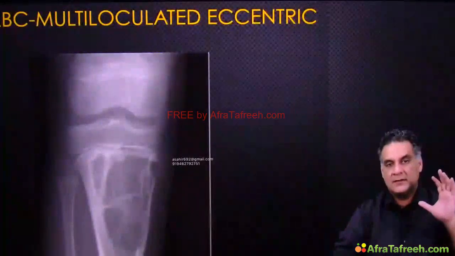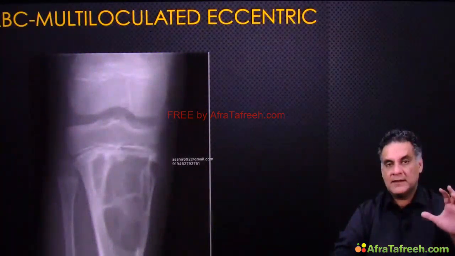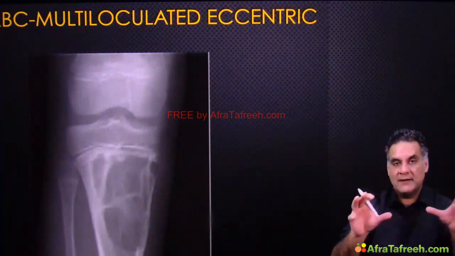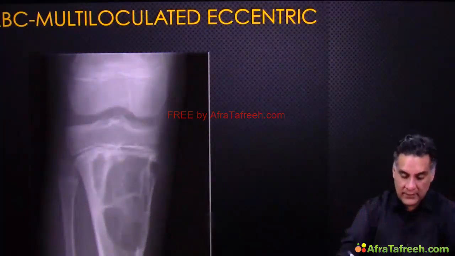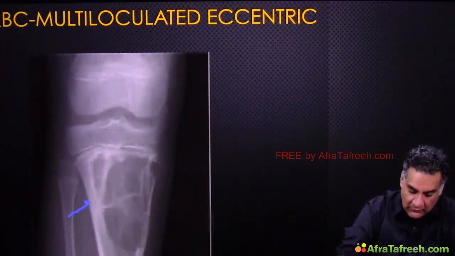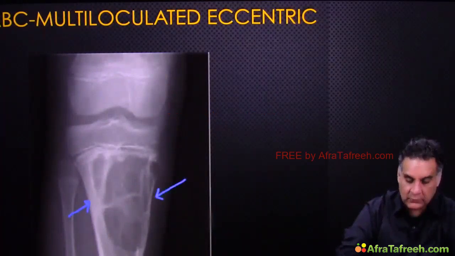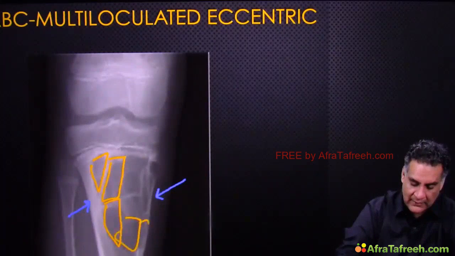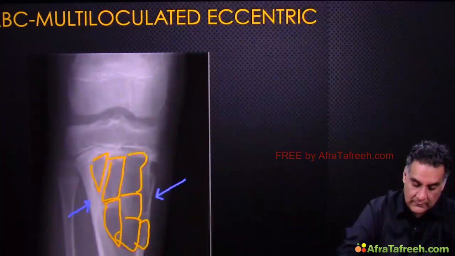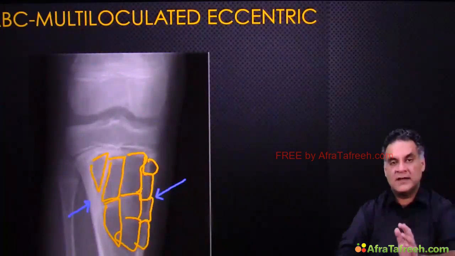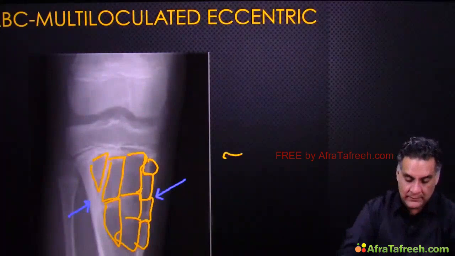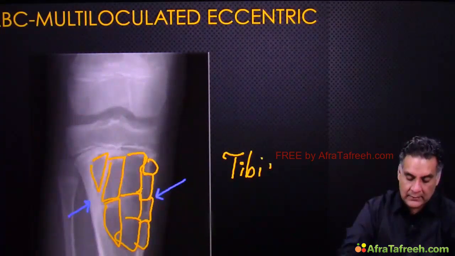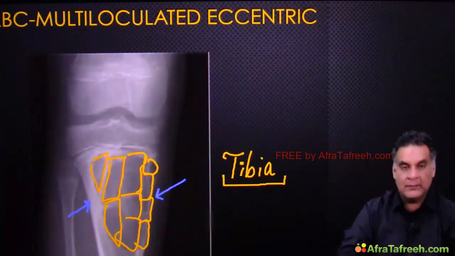Coming to the next, aneurysmal bone cyst. Multiple septae are there, multicavitated and eccentric. So one cortex will not be involved as compared to the other, which is totally gone. It will have multiple trabeculae, breaking it into multiple cavities. Aneurysmal bone cyst is towards one side and is very commonly seen in the tibia. That is the bone you should think about when you think about ABC.